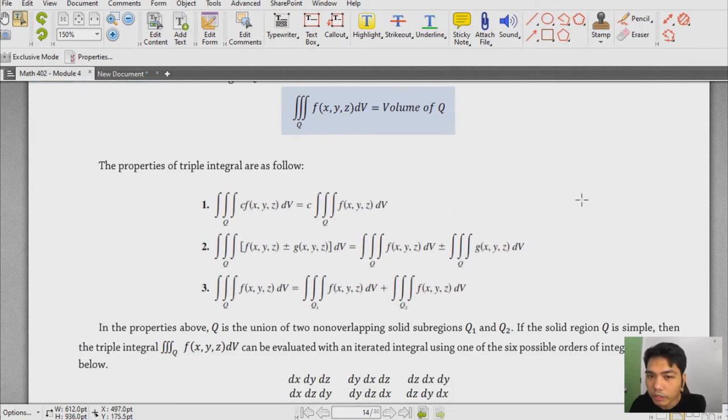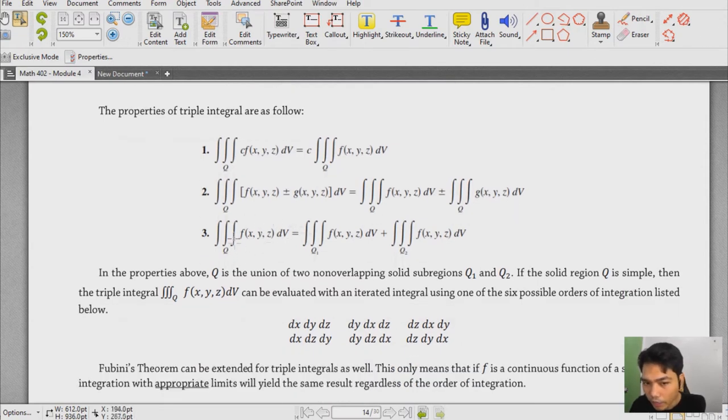We can generally say that we have three major properties. If you have a constant multiplied to a function, you can move that constant outside the triple integral sign and then just perform your integration. When you have a difference between two functions, you can separate them and integrate individually, given the same limits of integration. And finally, if you have a multiple integral, a triple integral, you can partition it into, let's say, two parts. It is just like our volumes before, when one volume alone was not enough.